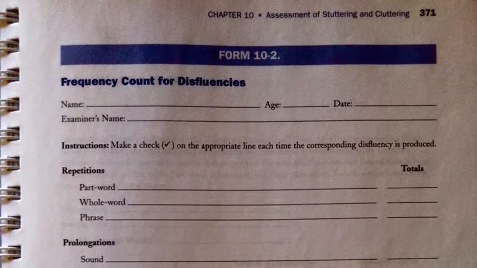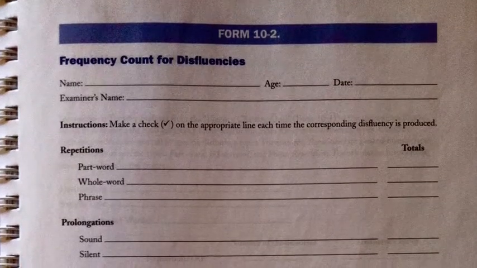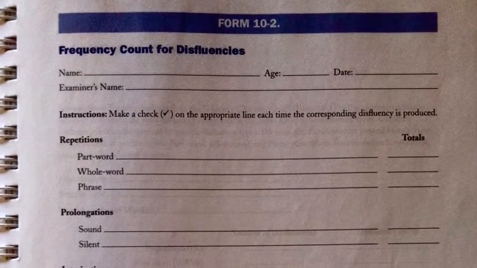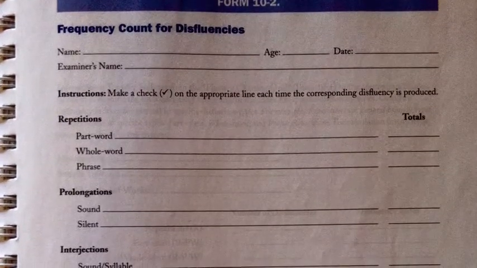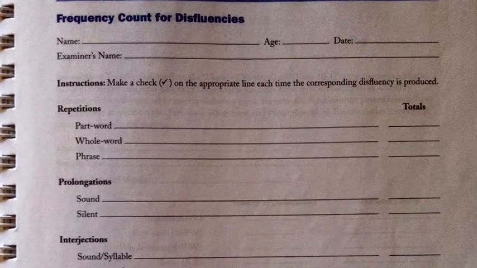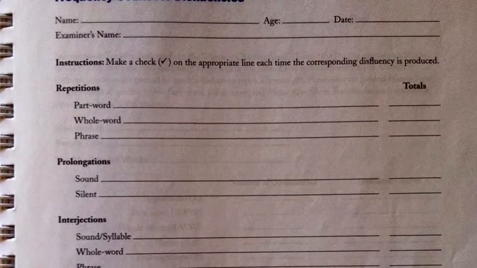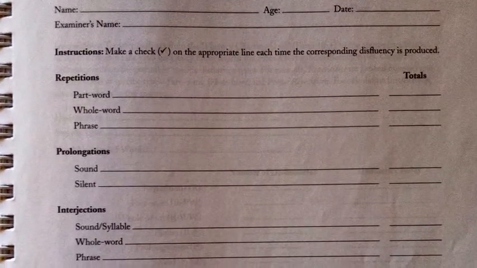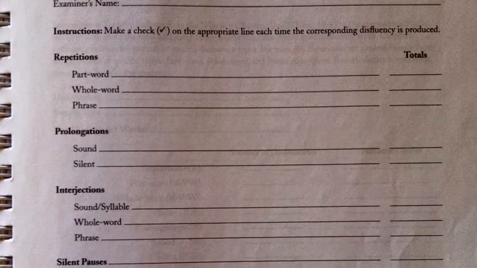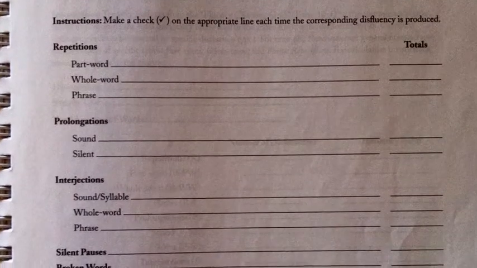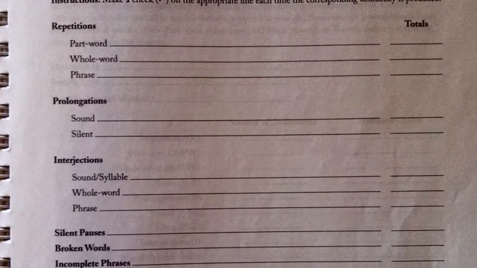Form 10.2, the frequency count for disfluencies, is used to tally the occurrences of each type of disfluency during a speech sample. It is usually used when assessing short samples or for an informal charting, such as screenings. When listening to the sample, the clinician must place a check mark on the appropriate line each time the corresponding disfluency is produced. The disfluencies listed include part word, whole word, and phrase repetitions, sound and silent prolongations, sound syllable, whole word, and phrase interjections, silent pauses, broken words, incomplete phrases, and revisions.